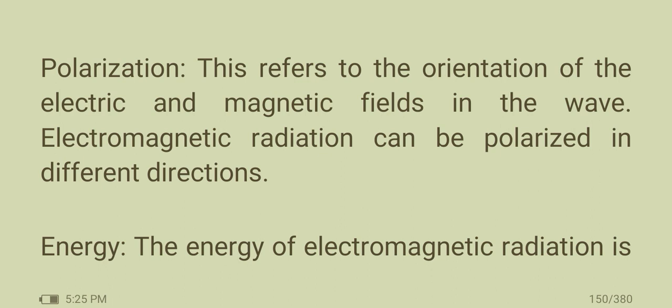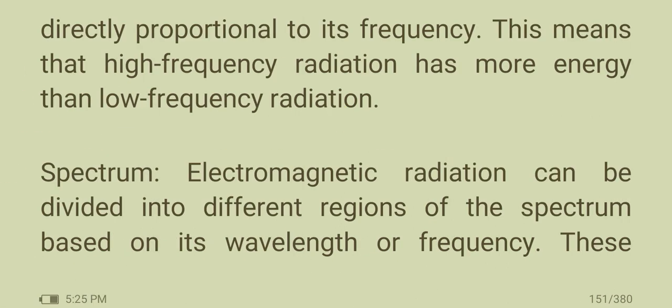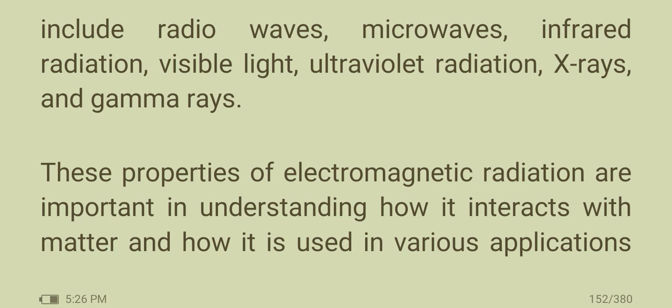Next is the energy. The energy of electromagnetic radiation is directly proportional to its frequency. This means that high frequency radiation has more energy than low frequency radiation. Spectrum. Electromagnetic radiation can be divided into different regions of the spectrum based on its wavelength or frequency. This includes radio waves, microwaves, infrared radiation, visible light, ultraviolet radiation, X-rays and gamma rays.